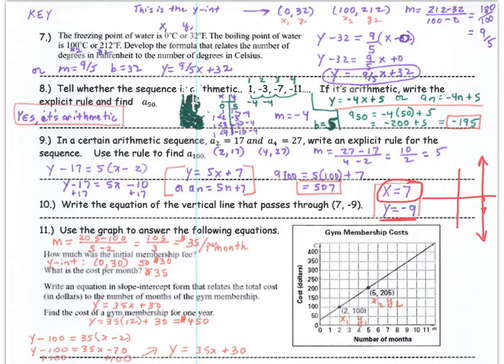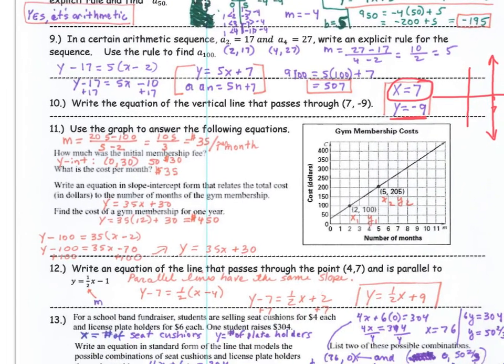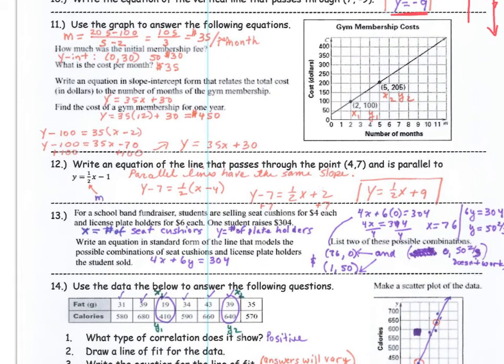All right, number 11. So remember what we did with information. We basically had all kinds of different information, and we had to write an equation. Now when I did number 11, and I told you to do this also in class, I said to start with this third step right here. What you want to do with that third step is write an equation in slope-intercept form that relates the total cost to the number of months of the gym membership. So to write the equation, I did the work down here.